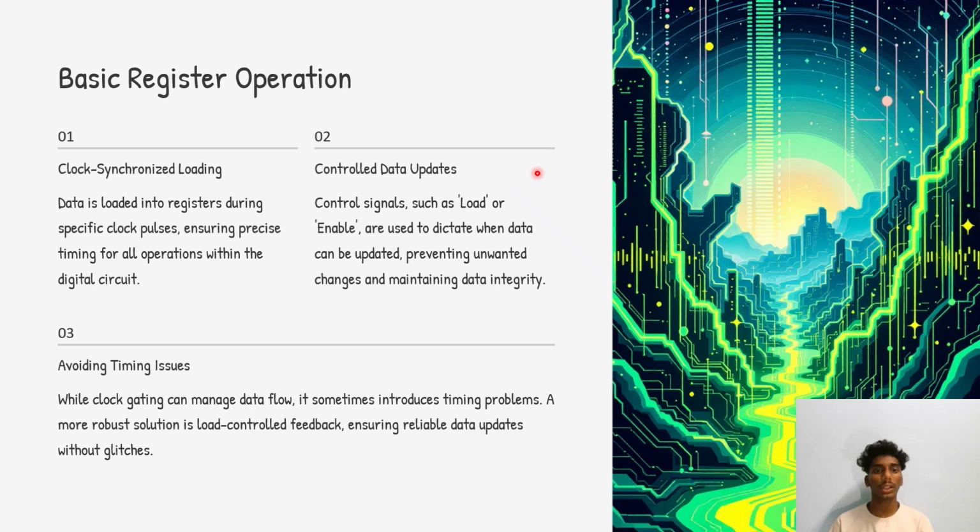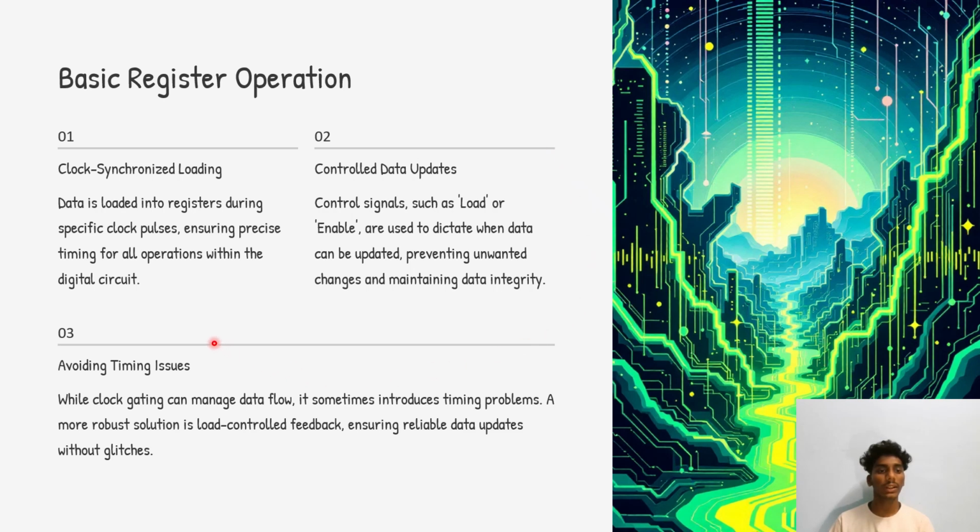Control signals such as load or enable are used to dictate when data can be updated, preventing unwanted changes and maintaining data integrity. This control signal is used to control the register, whether the operation will be on or off. If the control signal is off, the operation cannot happen, and the previous output is the same as the present output. When the control signal is on, you can edit or rewrite the data, from the past value to a given future value.